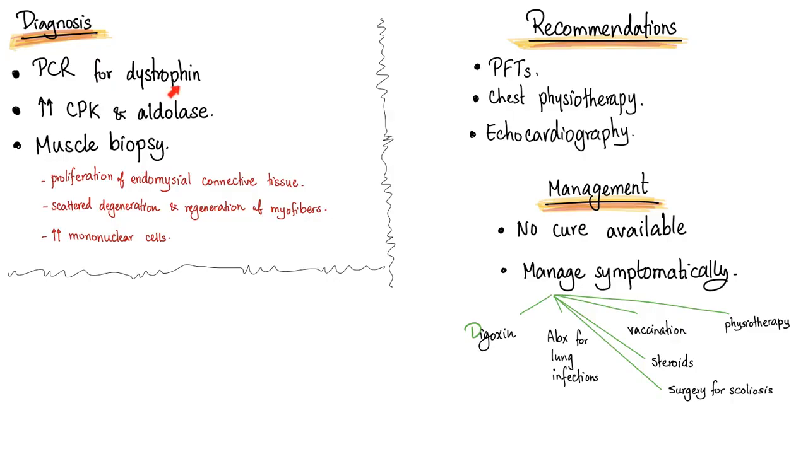Diagnosis: PCR for the dystrophin gene, increased CPK and aldolase, muscle biopsy. Recommendation: pulmonary function test, chest physiotherapy, echocardiography and ECG routinely, and also the non-invasive ventilation. Management: unfortunately, there is no cure available. You manage it symptomatically. Digoxin can help. Antibiotics for lung infections. Steroids are huge. Vaccination, surgery for scoliosis, and physiotherapy. And don't forget, non-invasive ventilation.